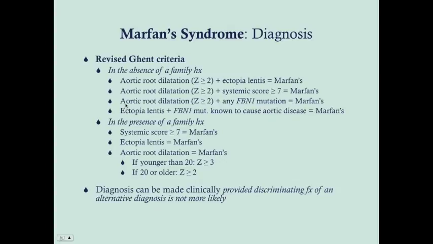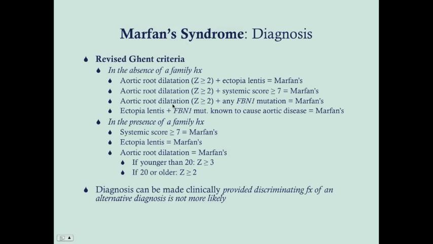Now, if they don't have a family history, then we need to prove a few more factors, because we don't have that predisposing factor of family history. So what we're mostly looking for is aortic root dilatation. And the cutoff is a Z-score of 2. So if it's more than 2, then that's considered a positive sign for Marfan syndrome. So aortic root dilatation plus ectopia lentis is Marfan syndrome. Aortic root dilatation plus a systemic score of more than 7 is Marfan syndrome. And then aortic root dilatation plus any kind of fibrillin 1 mutation is Marfan syndrome. So this is really where the genetic testing will come into play.